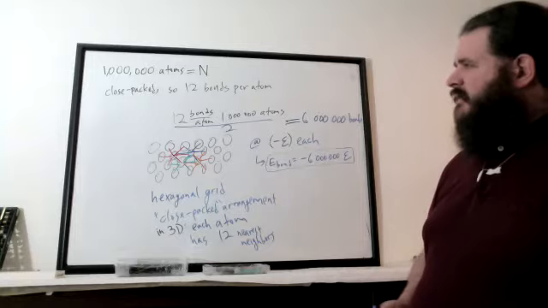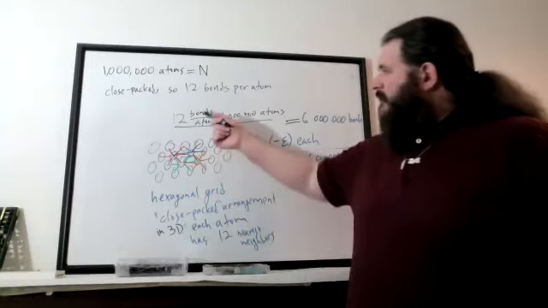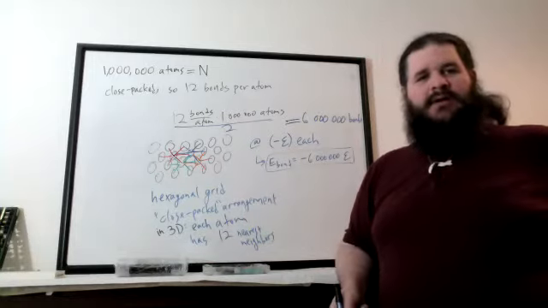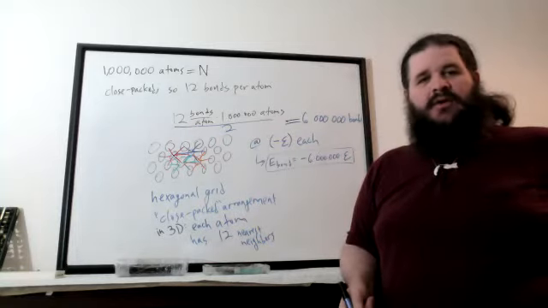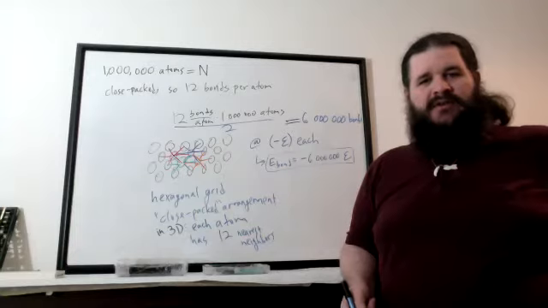One other thing to be careful about here, in this case, we're assuming that every atom has 12 bonds per atom. But in this million atom cluster, would there be any atoms that don't have the full 12 nearest neighbors per atom?